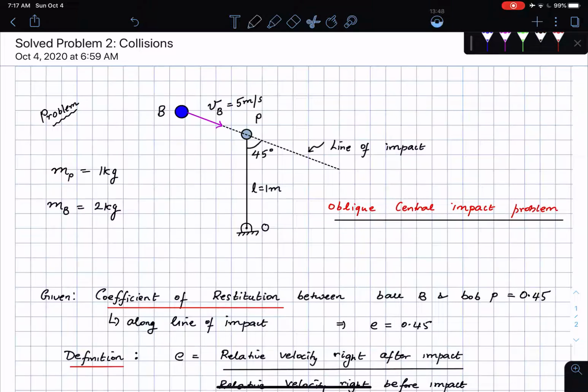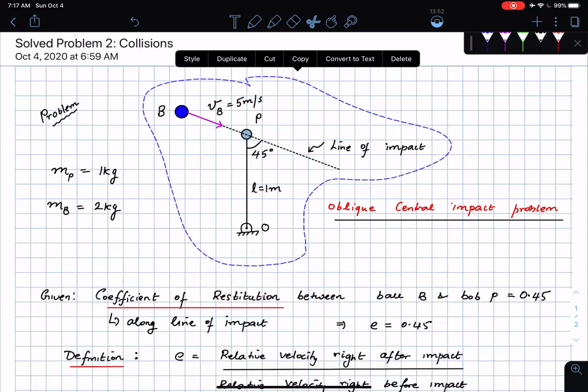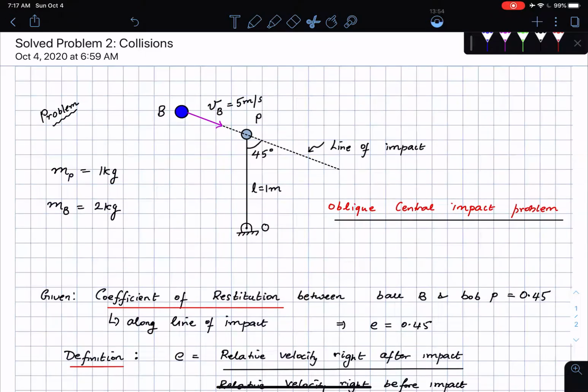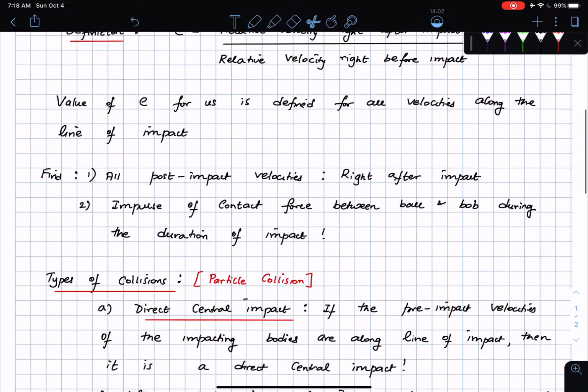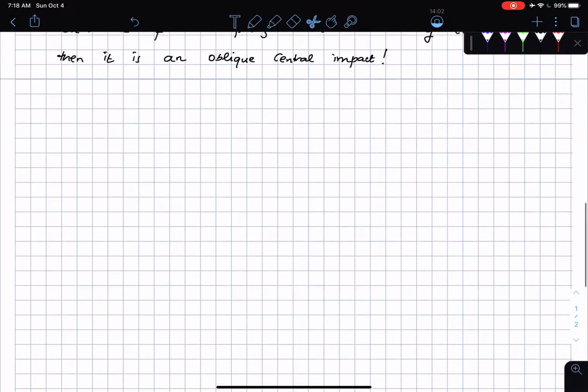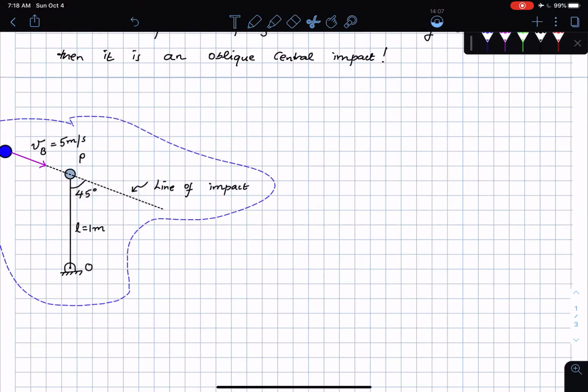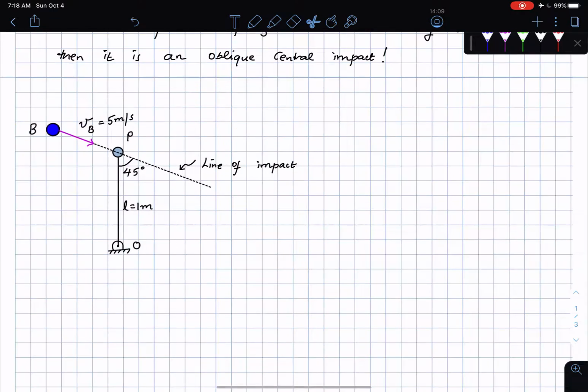Okay, so I'm going to copy this figure, and then I'm going to draw three figures which will tell me what is the situation right before impact, what is the situation during impact, and what is the situation right after impact. So let me draw it 3 times. Here is the first figure. Let me clean this up a little bit.